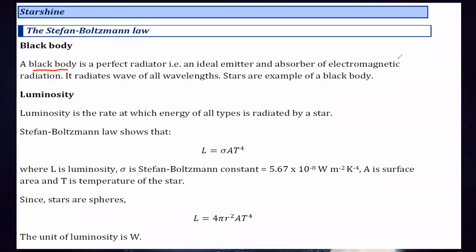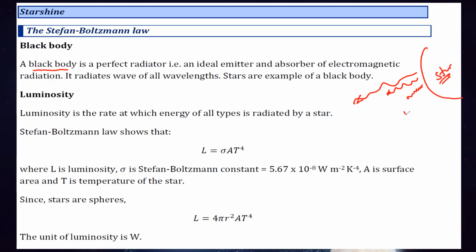in all the wavelengths. Same thing for a star. We say a star is a black body because it is emitting out all the radiation. It is emitting out shorter wavelengths, longer wavelengths, or moderate wavelengths. So we say a star is a black body.